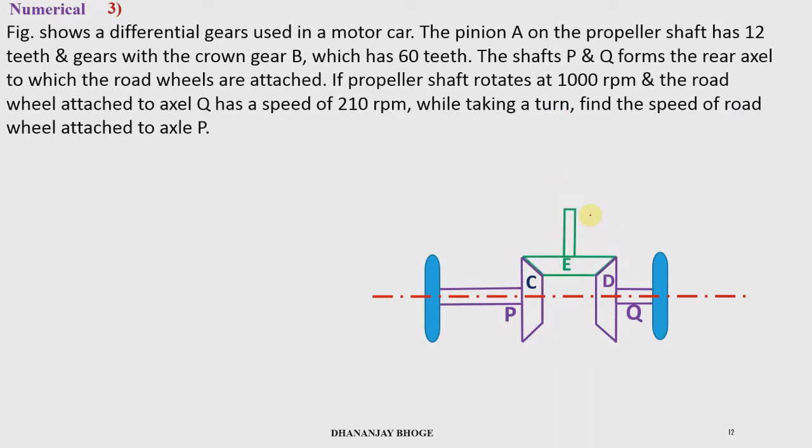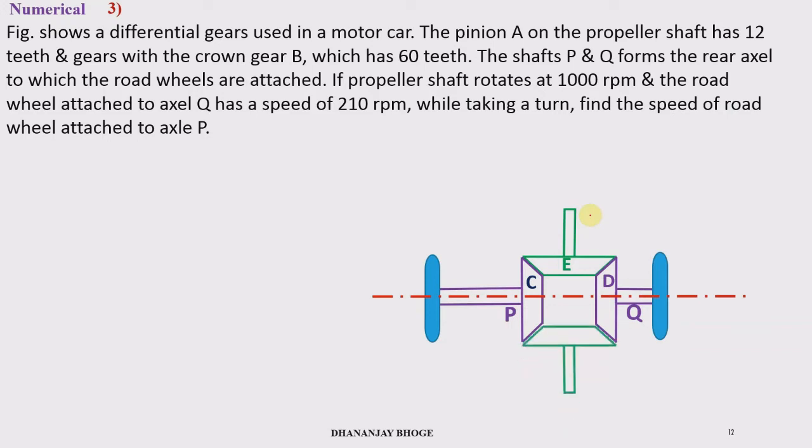Draw gear E in mesh with gears C and D. Now be careful, you will draw gears C and D of the same size. Gears C and D are of the same size. They have an equal number of teeth. Now E is in mesh with C and D, and the axis of E is perpendicular to the main axis PQ.